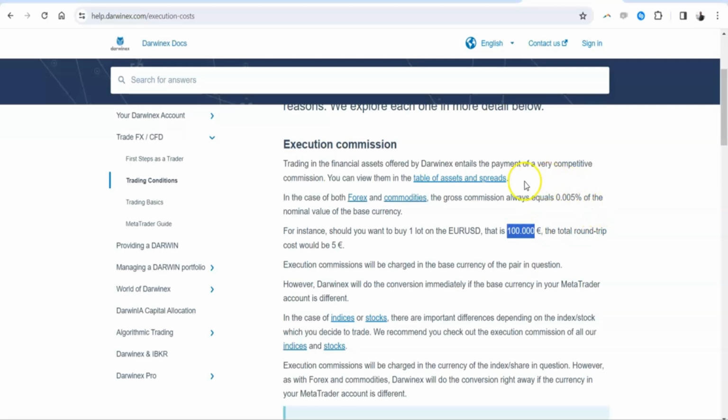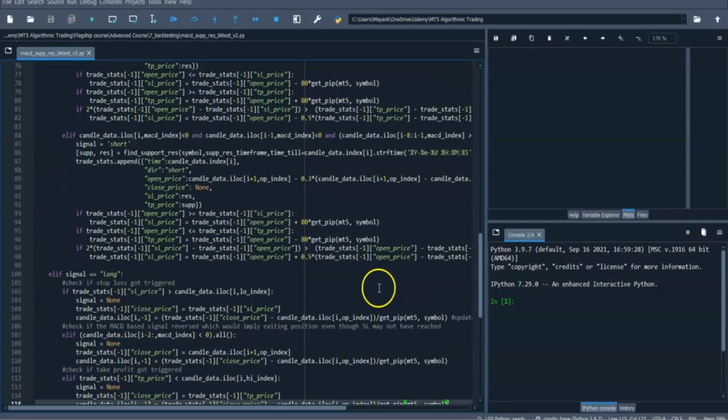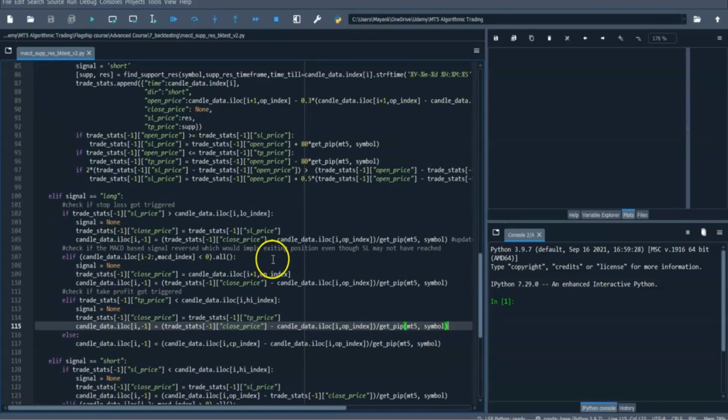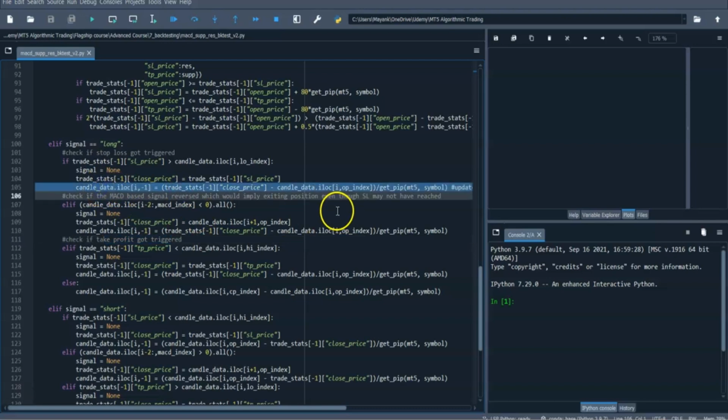Alright, so how would I have included this in my backtesting code? Okay, so this is the MACD support resistance strategy backtesting code that we put together in the last lecture video. Where am I factoring in when we are closing out a position? I think it's here. So either if stop loss is triggered, or the signal is reversed, or if the take profit is triggered. So in all these scenarios where you are calculating the return, which is here, you would have to factor in the execution cost.